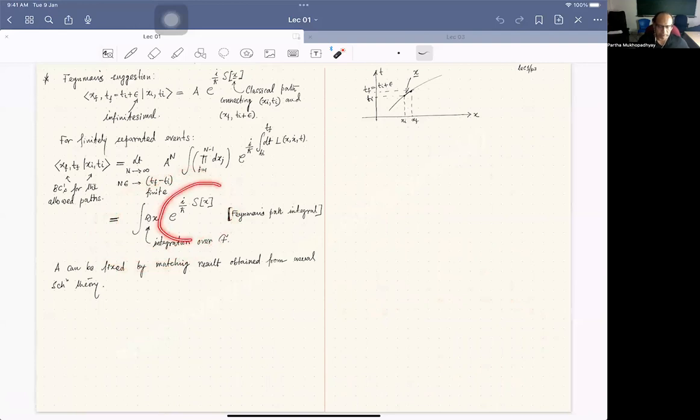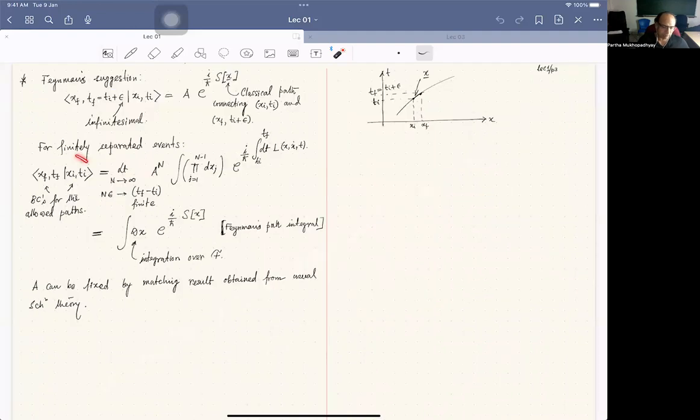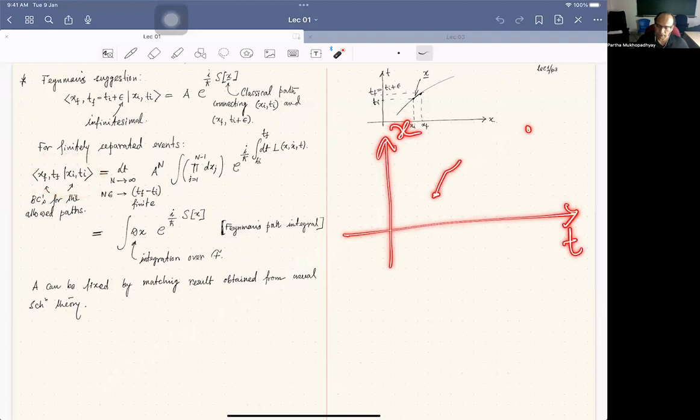This is a phase. The integrand is a phase, and then action is a functional of paths. We have already defined the paths given by the initial and final conditions. If you have x and t, this is the initial point and final point, and then you have different paths. For each path, you calculate the value of the action. When you change the path, the value of the action changes.